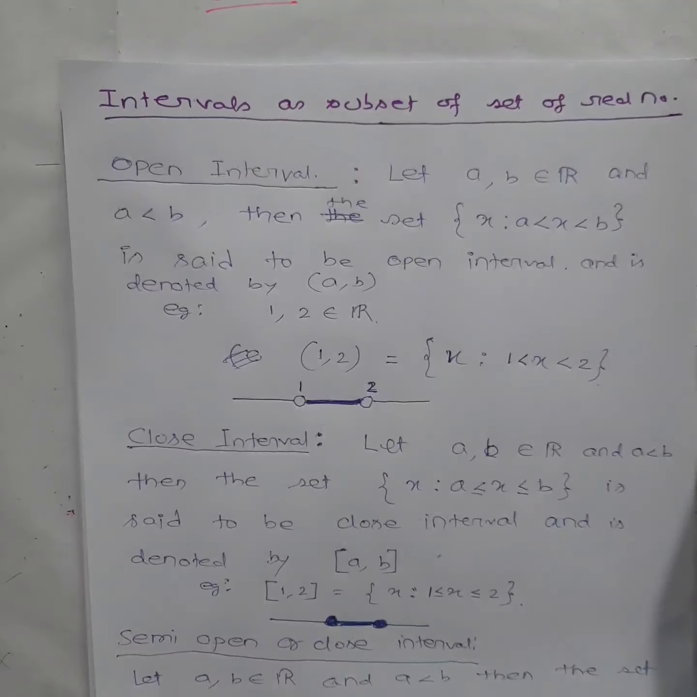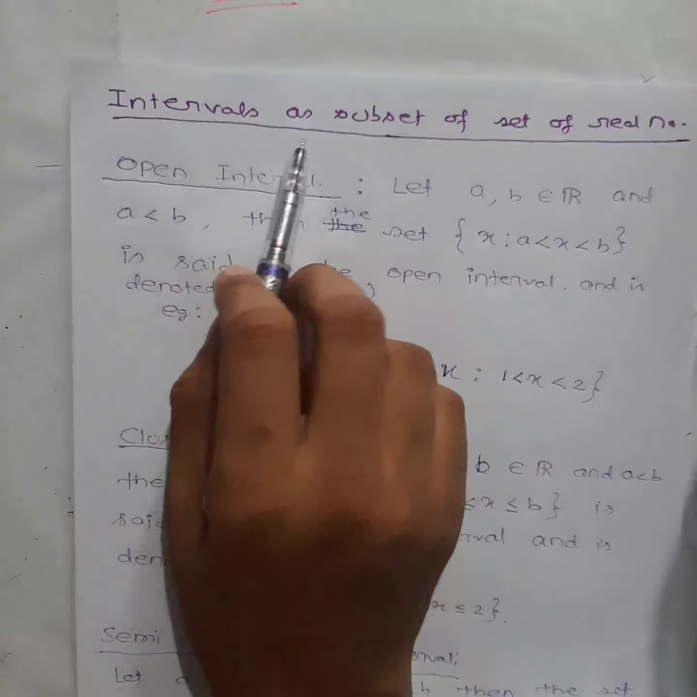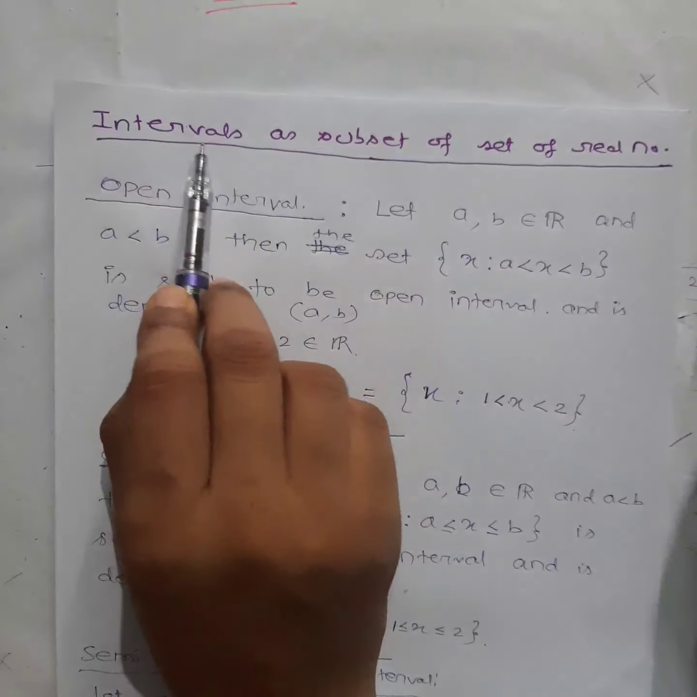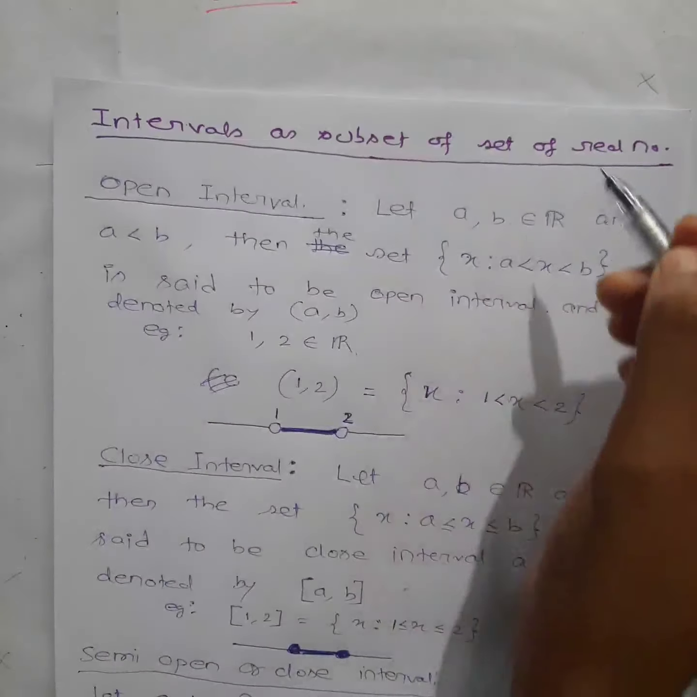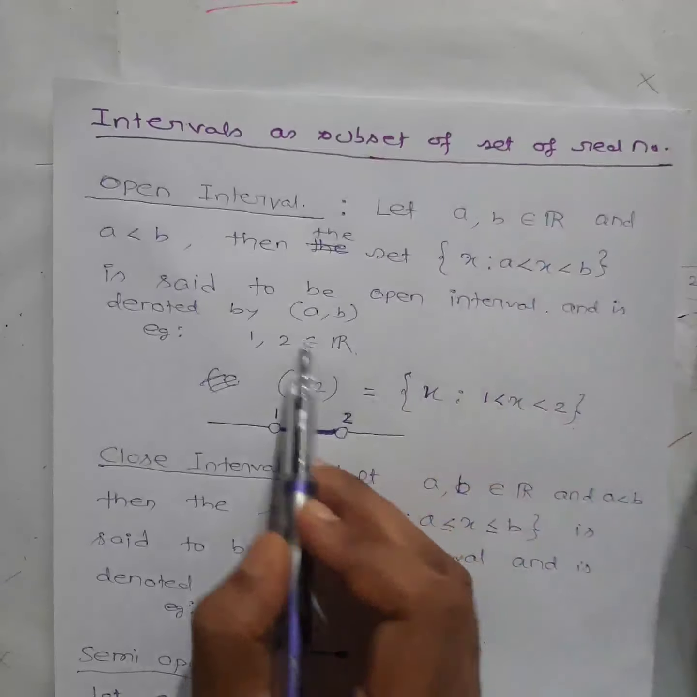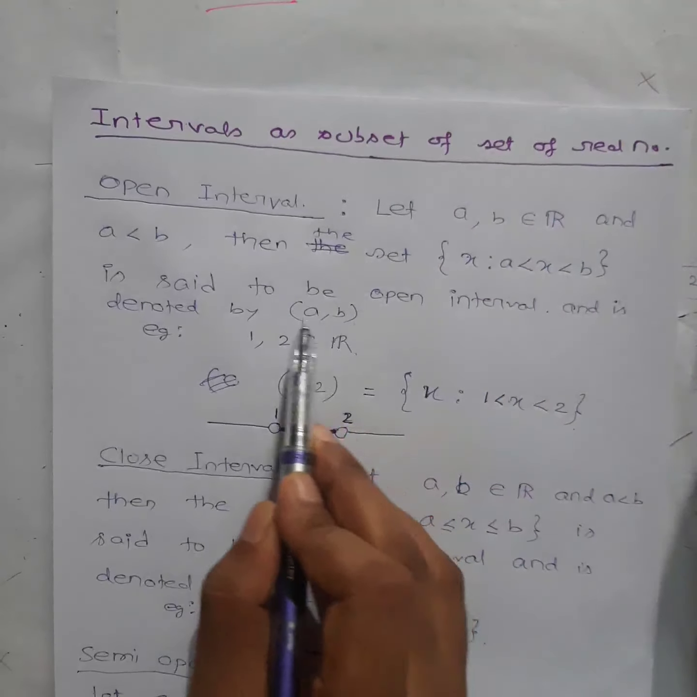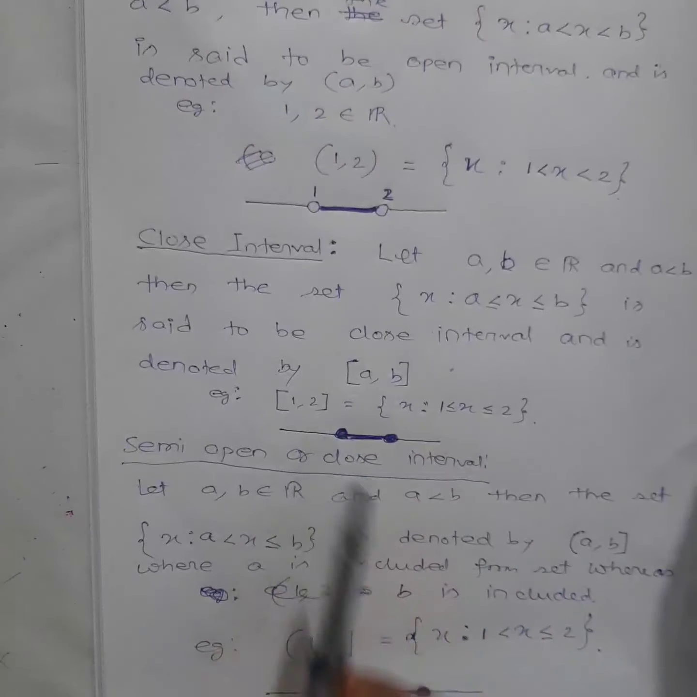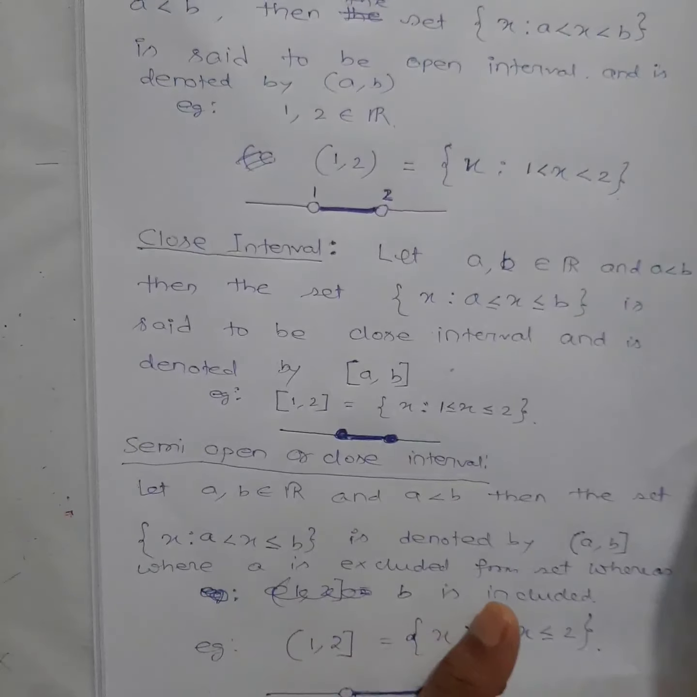Okay, students, so next is intervals as subsets of the set of real numbers. Now what is this? Intervals. I told you last time we will discuss open intervals and closed intervals also. Open interval, this bracket, the first bracket, then we will discuss the second bracket also. This also has a different meaning in sets. So don't get confused.